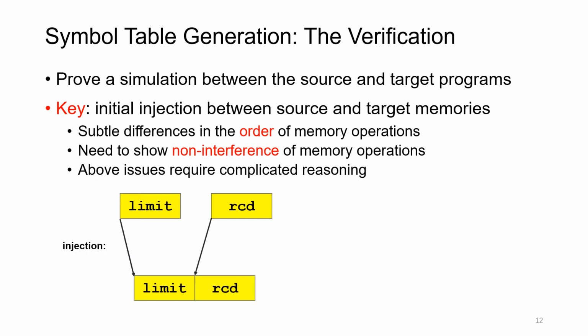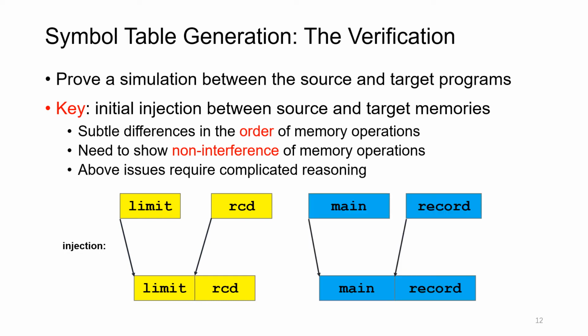To show an injection exists between those two memory states, we need to prove that the reorder of those memory operations has no effect, and also that the individual initialization for the target global variables do not interfere with each other. This turns out to require very intricate reasoning about the memory operations. This needs also to be done for the internal functions.